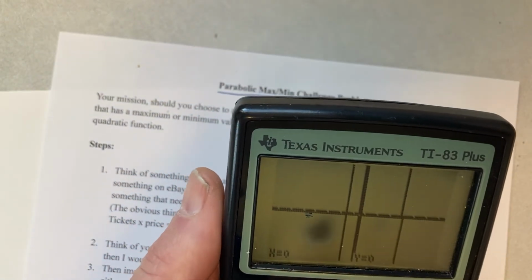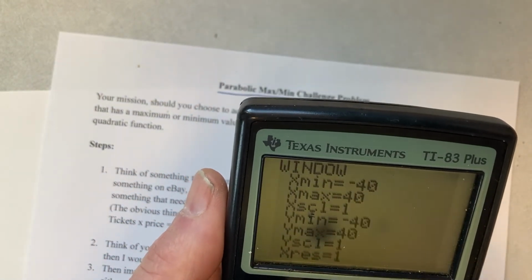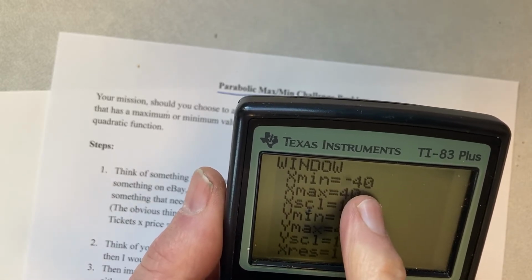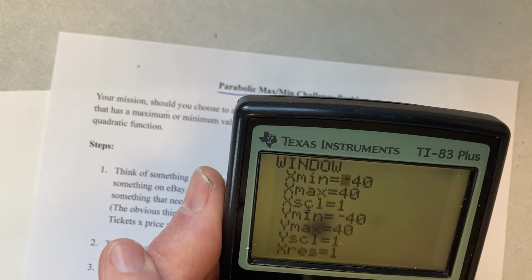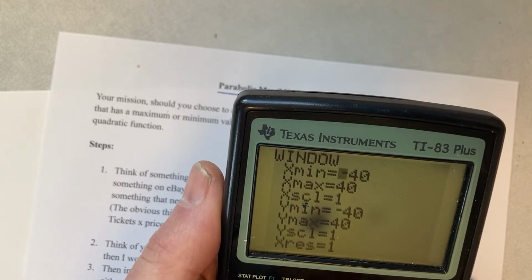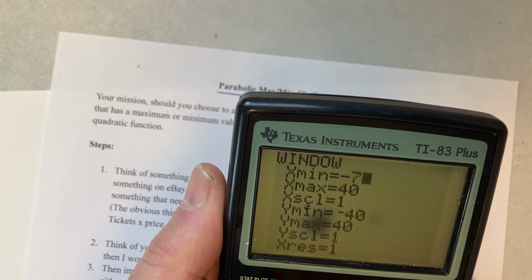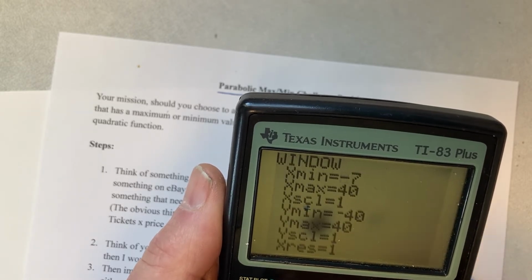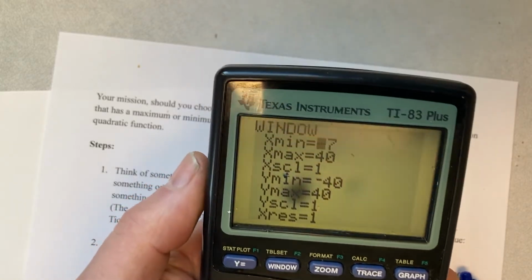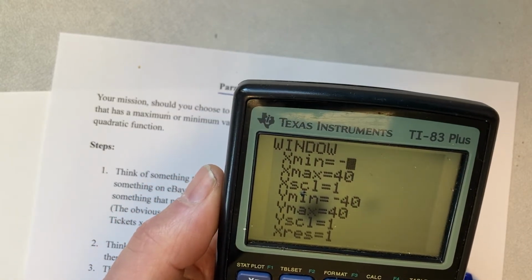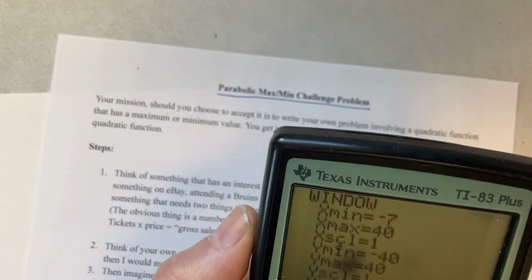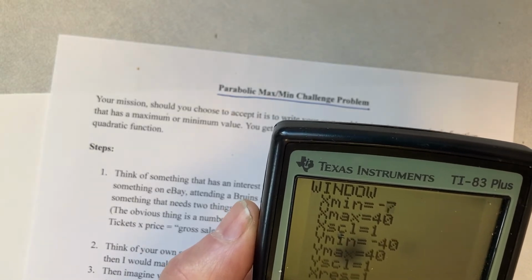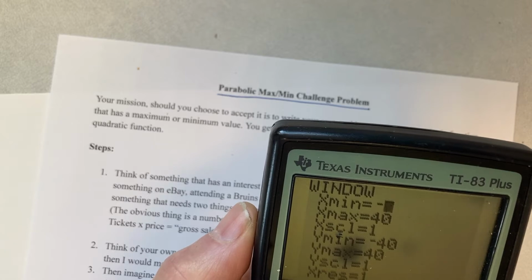That's where I press window, and I ask myself some common sense questions. Will I ever take $40 off of a $6 price tag? No. So I'm going to go to like -7 there. Maybe I could charge as much as 40. Whoops, I did something wrong. I need -7 there, not subtract 7. Everybody does it, and I just did it there. I saw some of you guys in class do it, so just be careful. Your calculator tends to tell you when you've used the wrong symbol.